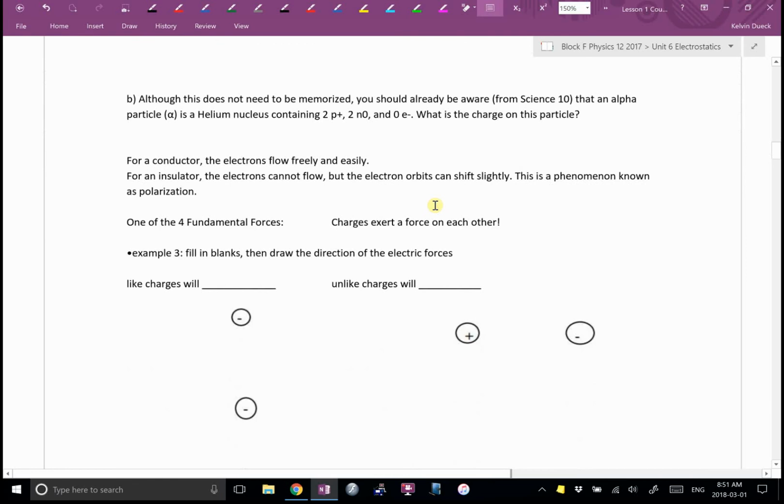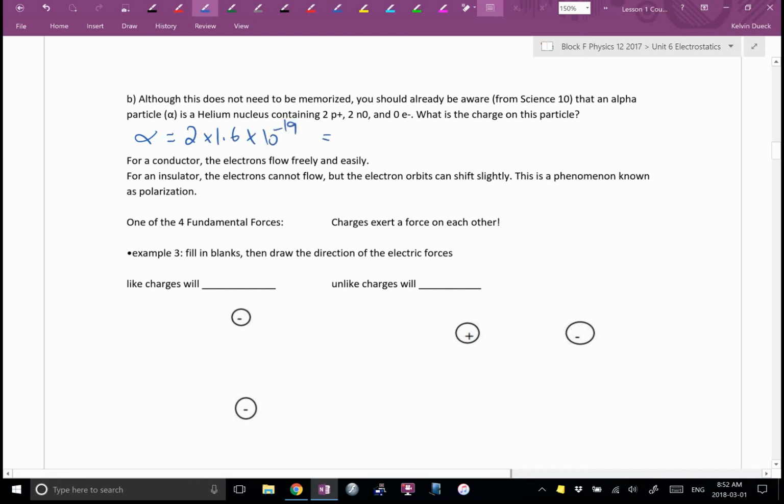So, turn the page. This doesn't need to be memorized, but you might recall from your Science 10 when you looked at radioactivity and gamma rays and radiation that there was something called an alpha particle. The symbol for an alpha particle was a Greek letter alpha. And it's a helium nucleus, which means it had 2 protons, 2 neutrons, and no electrons. What's the charge on an alpha particle? How many electrons does it have? How many neutrons does it have? Who cares? No charge. How many protons does it have? So it has a charge of 2 times 1.6 times 10 to the negative 19 coulombs.